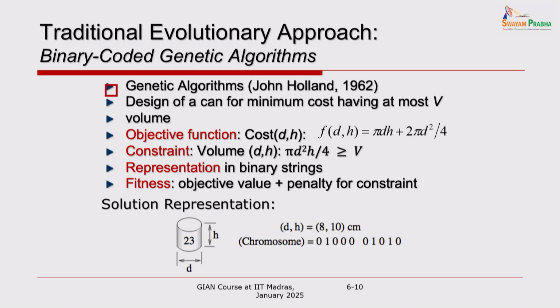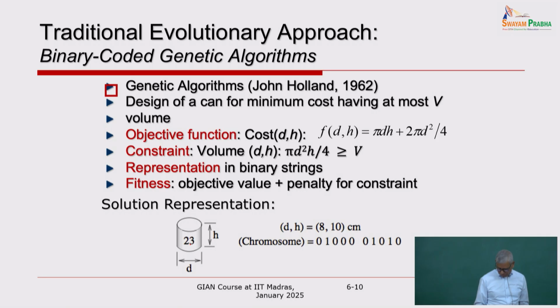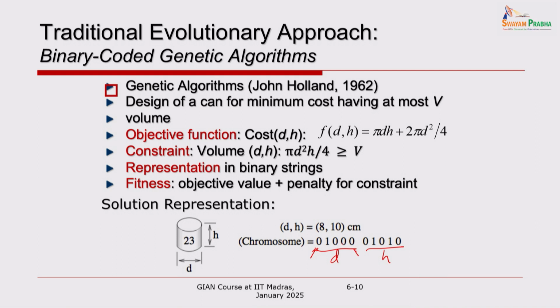Let's say it's a binary coded GA we're going to use that John Holland came up with. So I'm going to do that CAN problem I introduced to you. Diameter, height are the two variables. But instead of using these real numbers, D and H, I'm going to code them in binary strings. So here is D coded to a number. Here is H coded to a number. So this is a binary string, most significant, least significant. So when I decode, what will be the value?